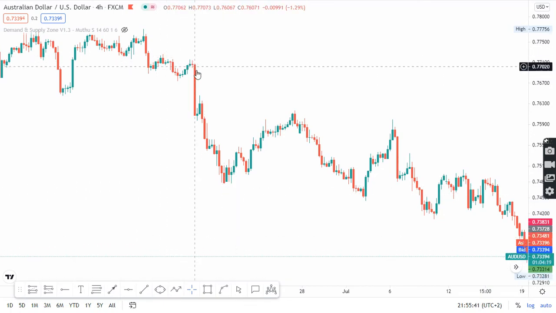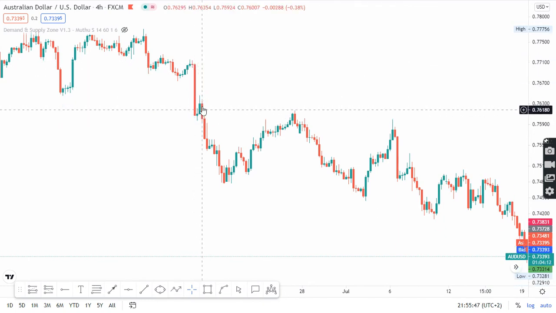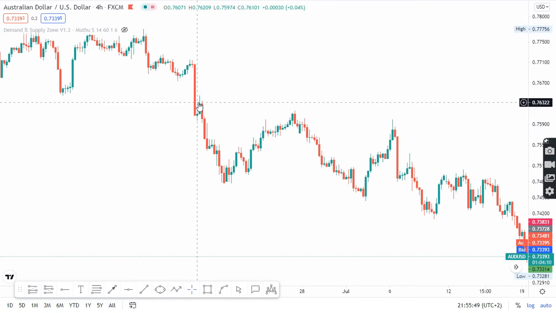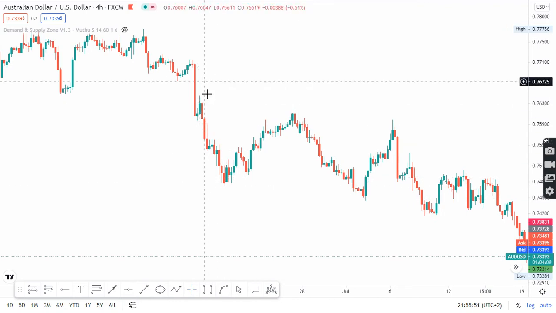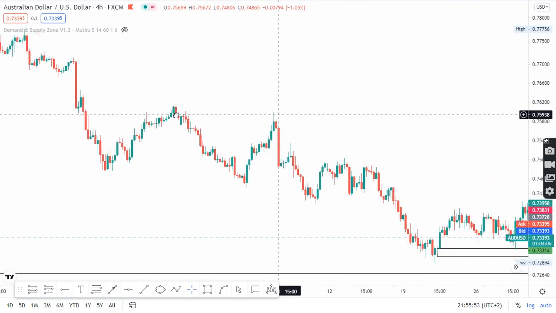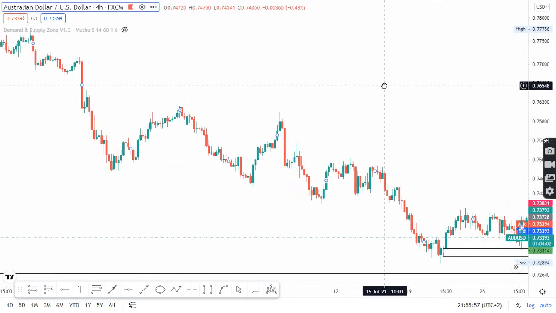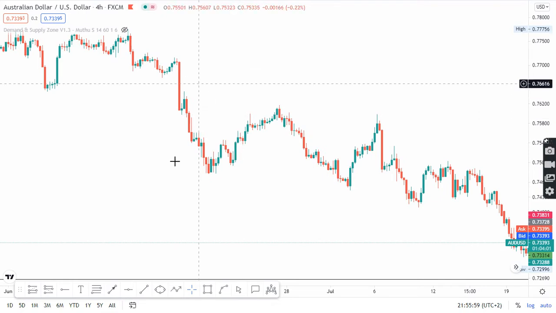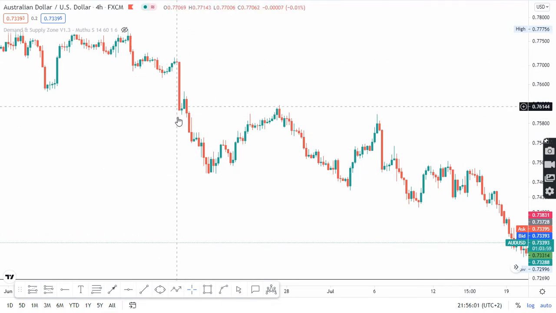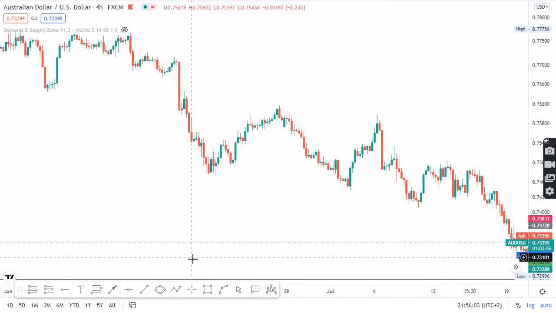Look at this. We had this beautiful drop, right? Price dropped like this, then it formed a consolidation. Price kind of retraced back and then dropped again. So remember, that's our drop base drop, right? This is our drop base drop. So what do we do? Remember, this is drop base drop. What do we do?